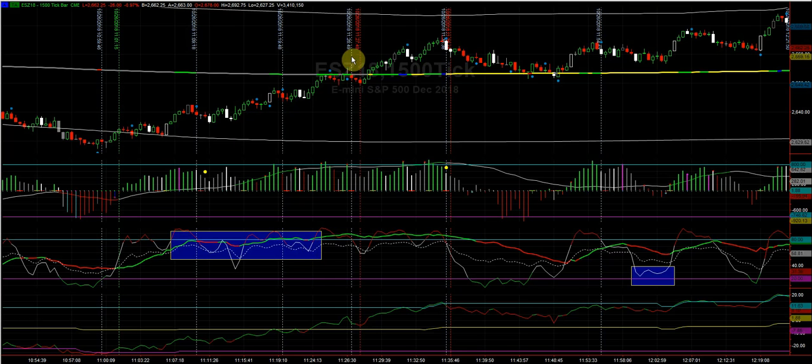Now, here we have another situation where the color changed. Your price momentum right at the white vertical line here is above the upper bound, and here it cuts down through it.